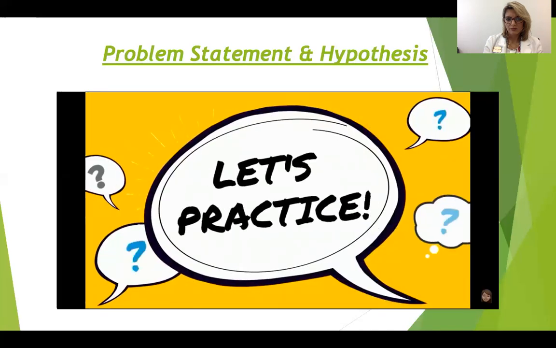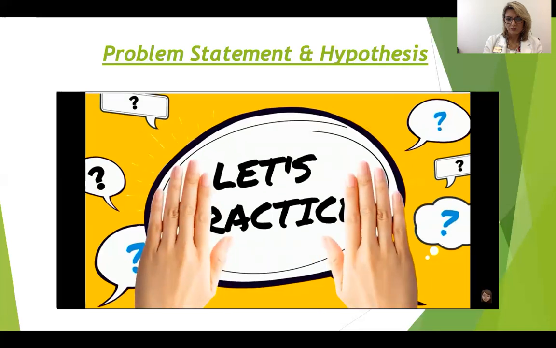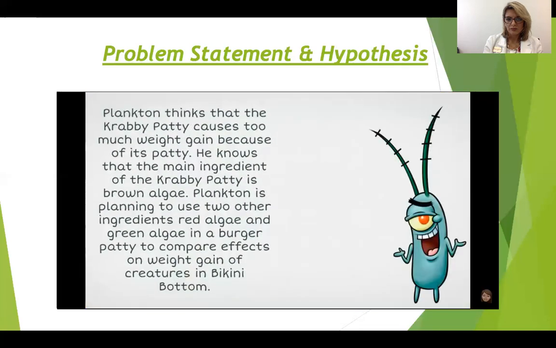To recap, let's practice by taking a look at this example problem. You may pause the video if you need more time to read and answer.